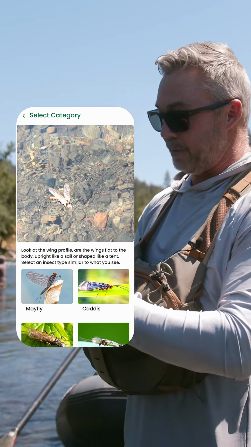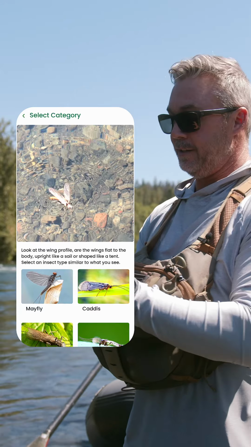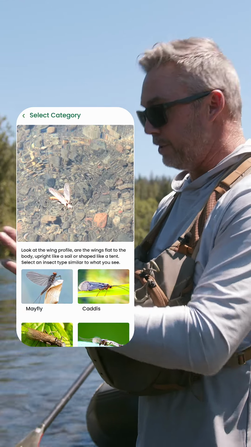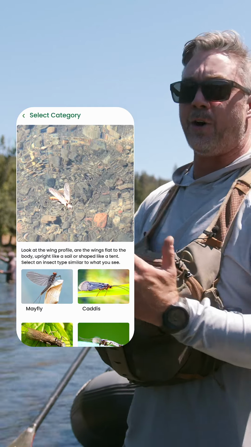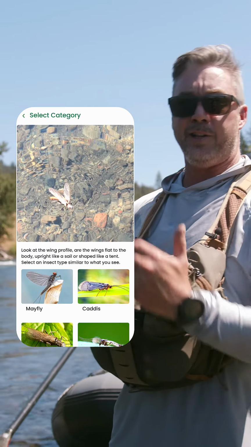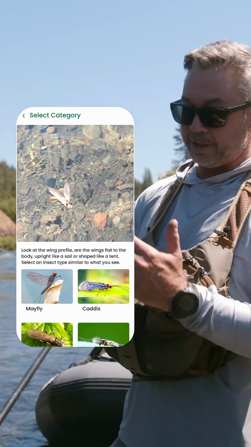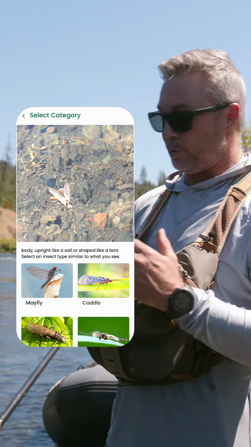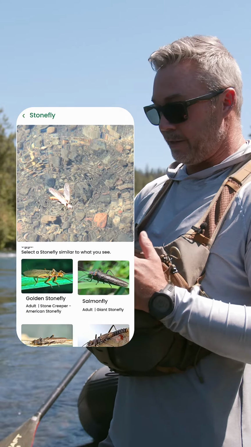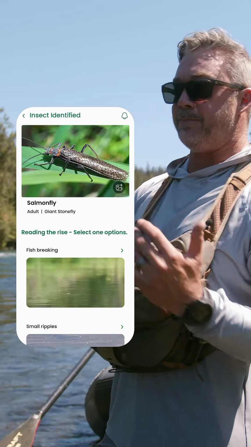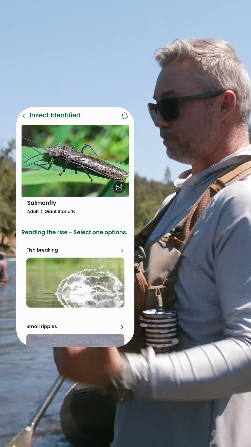And what it does is it keeps the picture you took for reference. So even though it's not a great picture, you remember what it looks like. You saw all the other details, and you can compare it to all the insect images we have in our database as you scroll down. It asks you some questions on the wing profile or the body shape. I'm going to move through the process, and then from there, it presents you with the best match. I found what I think looks best like it.